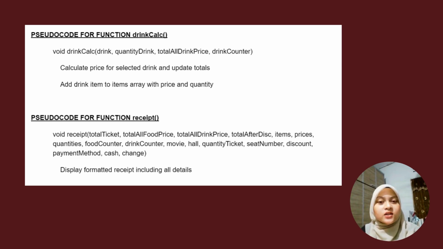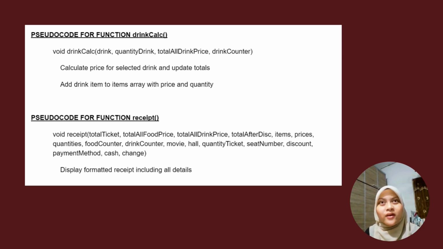This is our pseudocode for function drink calc. Same as the food calc, we use function void. It includes drink, quantity drink, total all drink price, drink counter. Calculate price for selected drink and update total using the drink counter, and add drink item to items array with price and quantity. And lastly, our pseudocode for function receipt.